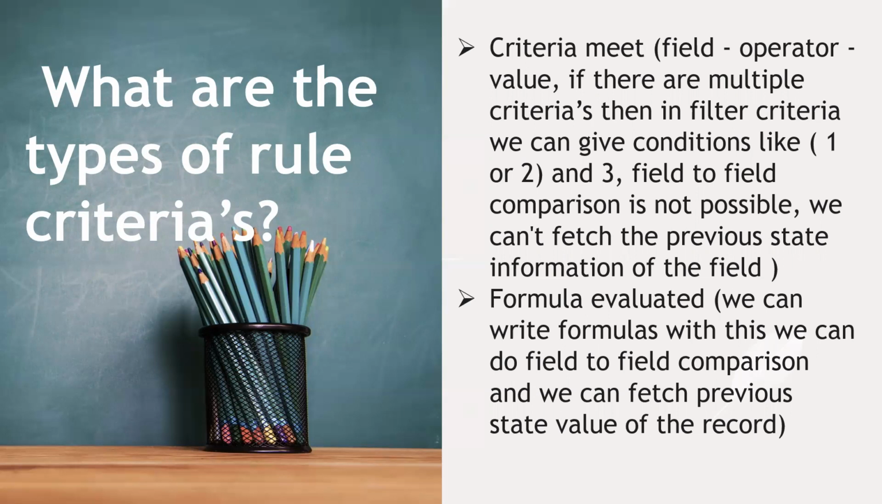While coming to the second, formula evaluated, we create formula fields, right? Based on that formula we can also use it as criteria. So we have two types of criteria: one is field mapping and the second one is the formula evaluated. These are the two types of criteria.